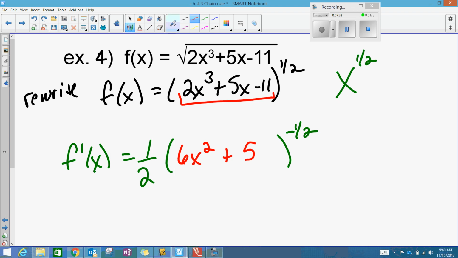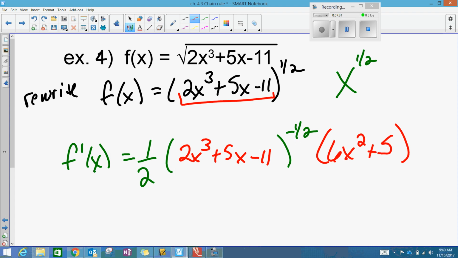No, I'm sorry. Shoot. Sorry. I don't want to start over again. So I keep the inside the same, 2x to the 3rd plus 5x minus 11. Now I take the derivative of the inside, which is 6x squared plus 5.